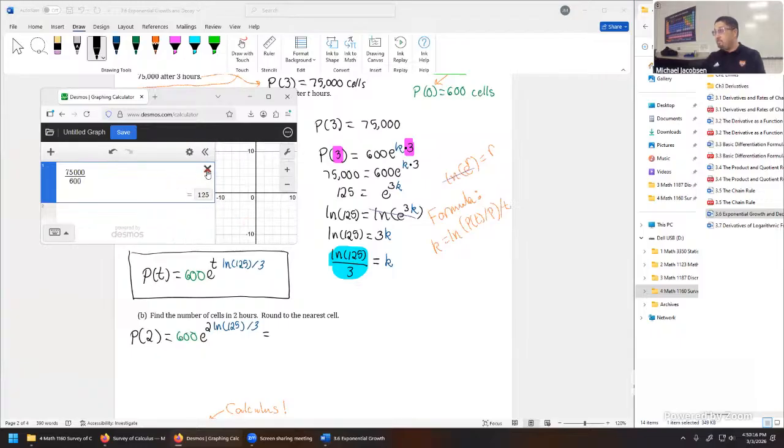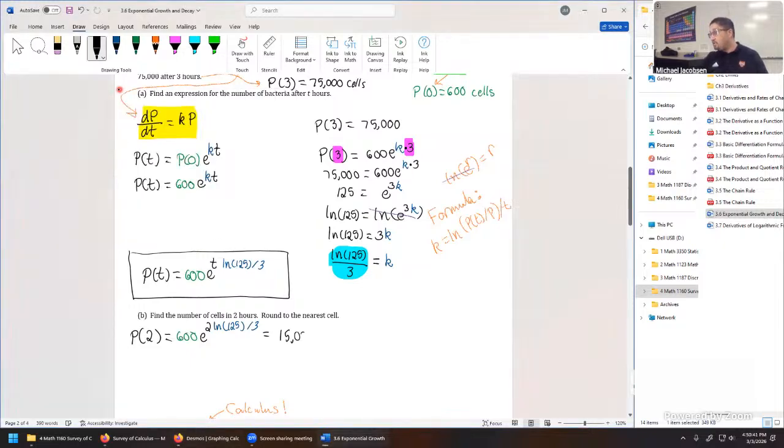In this calculator, mainly just good for a classroom demonstration, it would look like this. 600 e to the power 2 times natural log 125 divide by 3. So I'm getting exactly 15,000 cells. And if I did any approximation in the middle, I'm going to possibly be quite a bit off. Let me put this down on paper, 15,000 cells.